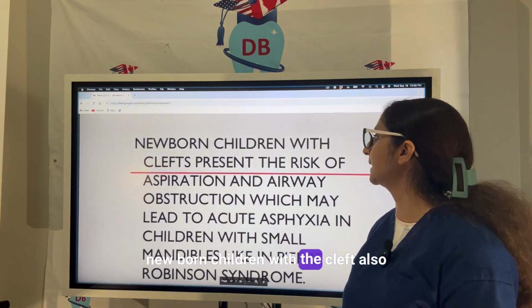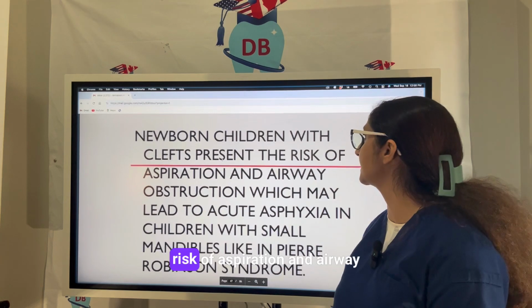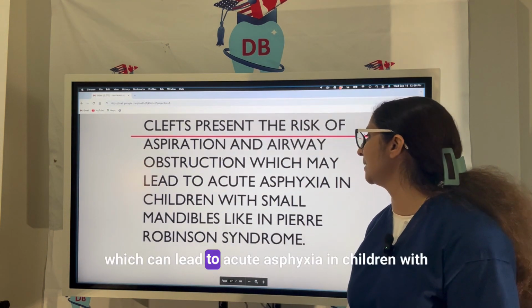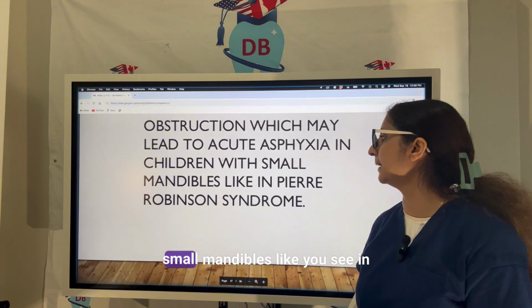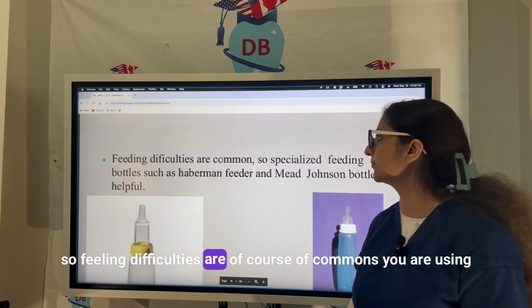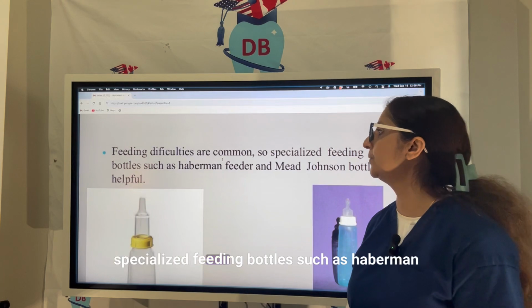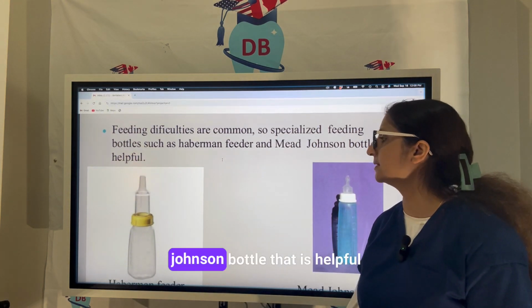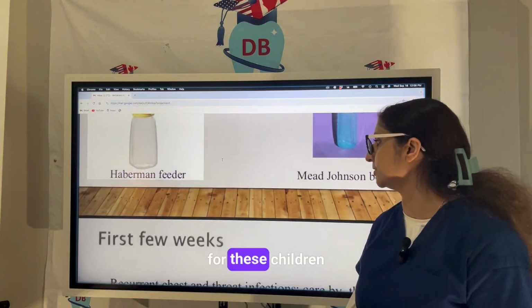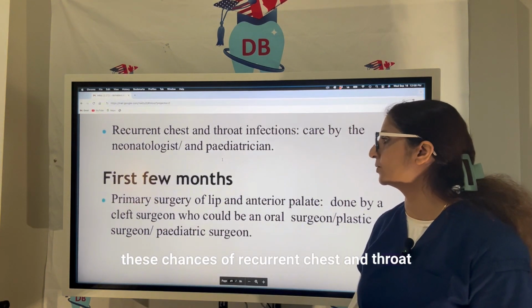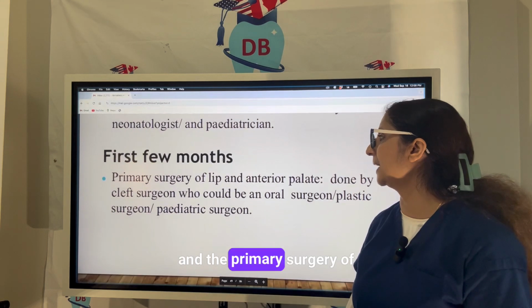Newborn children with the cleft also have a risk of aspiration and airway obstruction, which can lead to acute asphyxia in children with small mandible, like you see in Pierre-Robin syndrome. So feeding difficulties are of course common. We are using specialized feeding bottles such as Haberman feeder and Mead Johnson bottle, that is helpful for these children. In the first few weeks, there are chances of recurrent chest and throat infection.